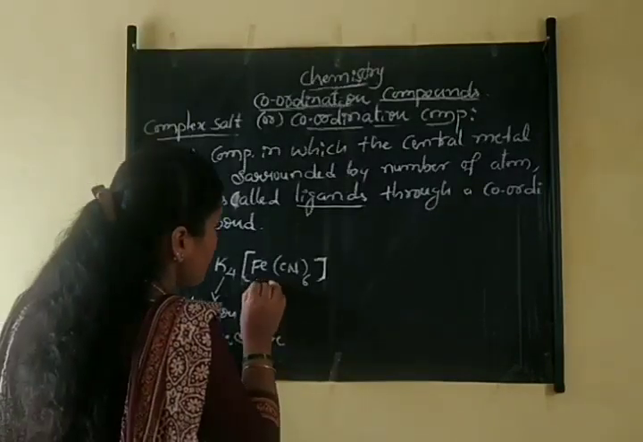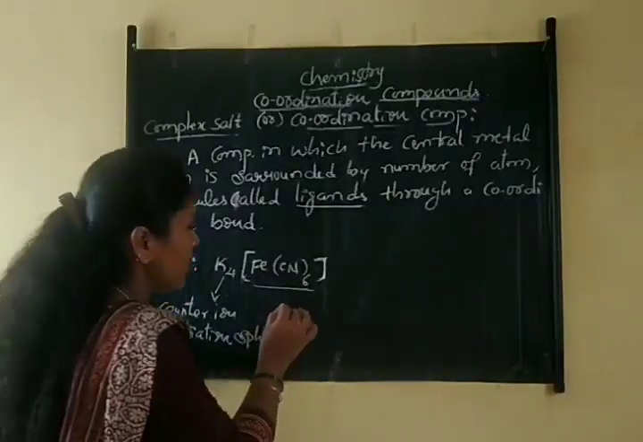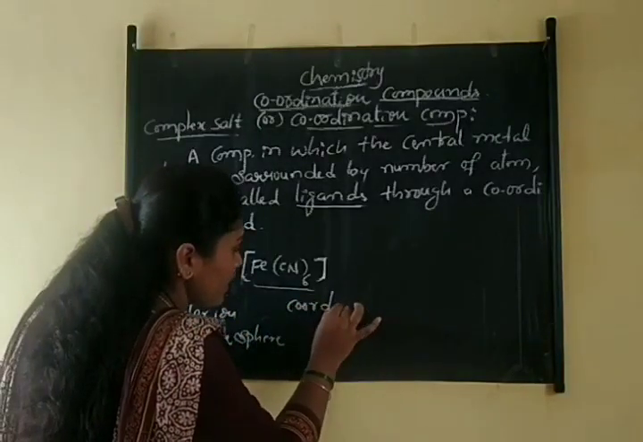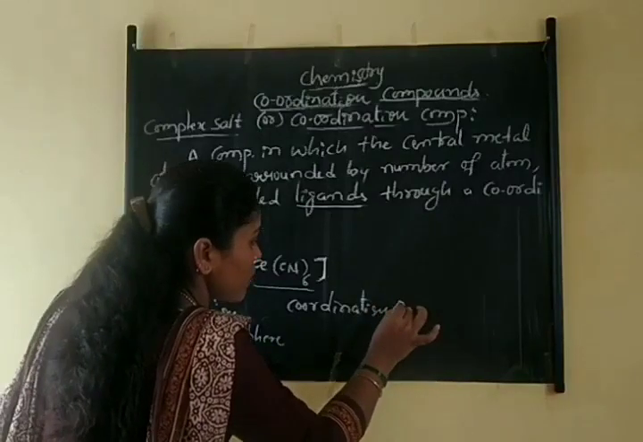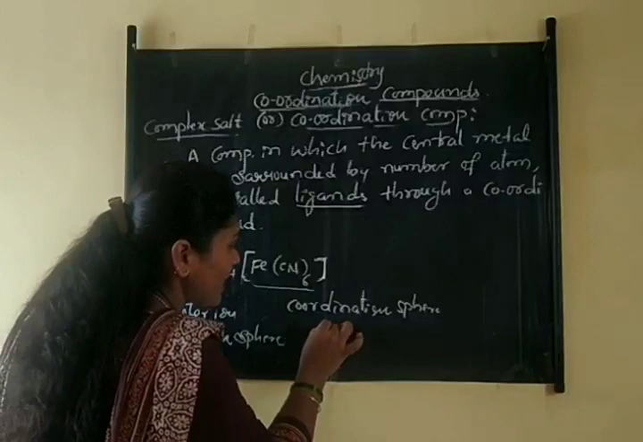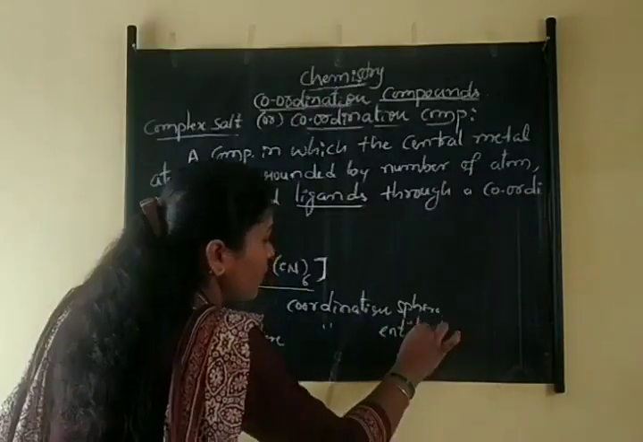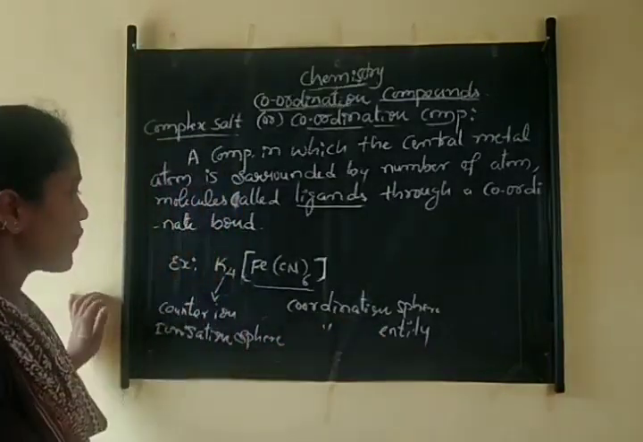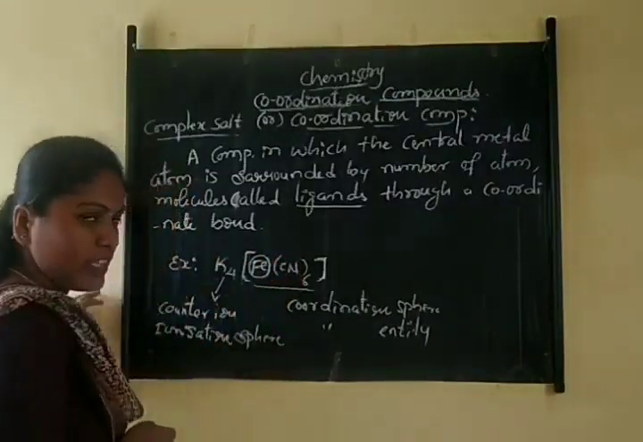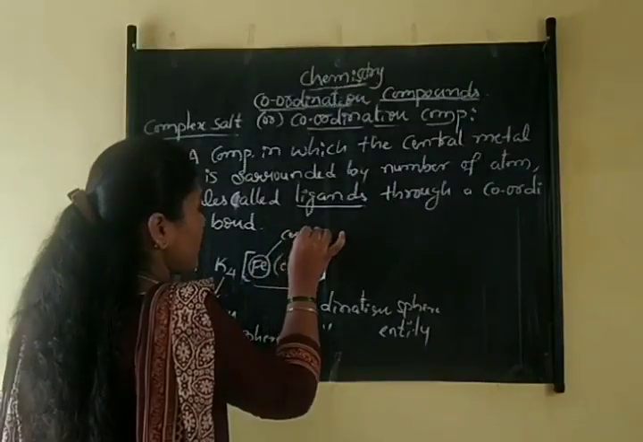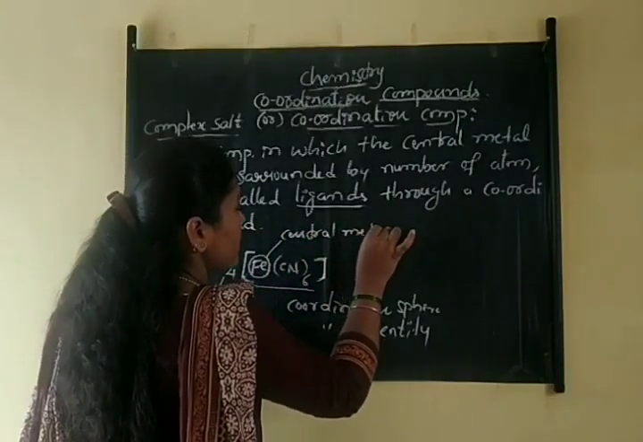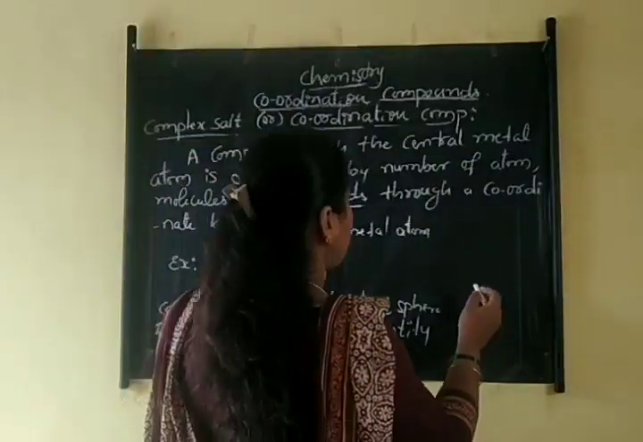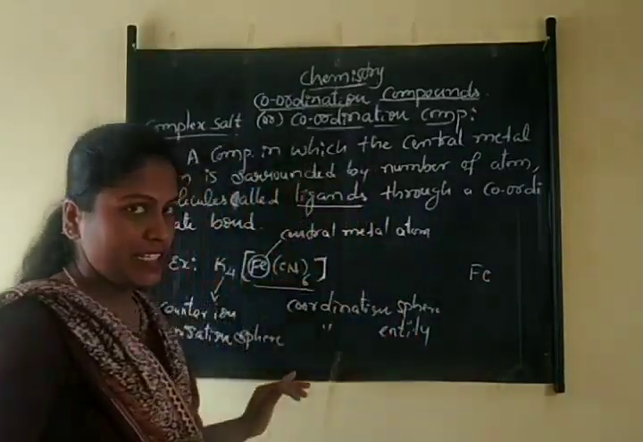The terms present inside the square bracket are called the coordination sphere, or the coordination entity as we also call it. And this is iron, Fe, which we call the central metal atom. If we look at the open structure, for example, here iron is a central metal atom.